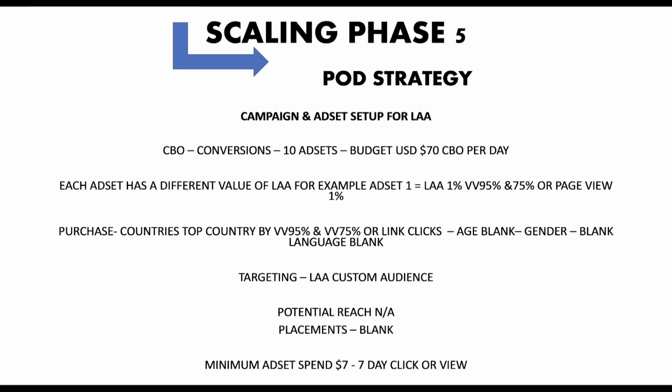Then you're going to use age as blank, gender blank, language blank. Then you're going to be targeting your LLA custom audience. The potential reach is not applicable. Placements, you're going to leave it blank. Minimum ad set spend is going to be 7, and your 7-day click or view as the window.